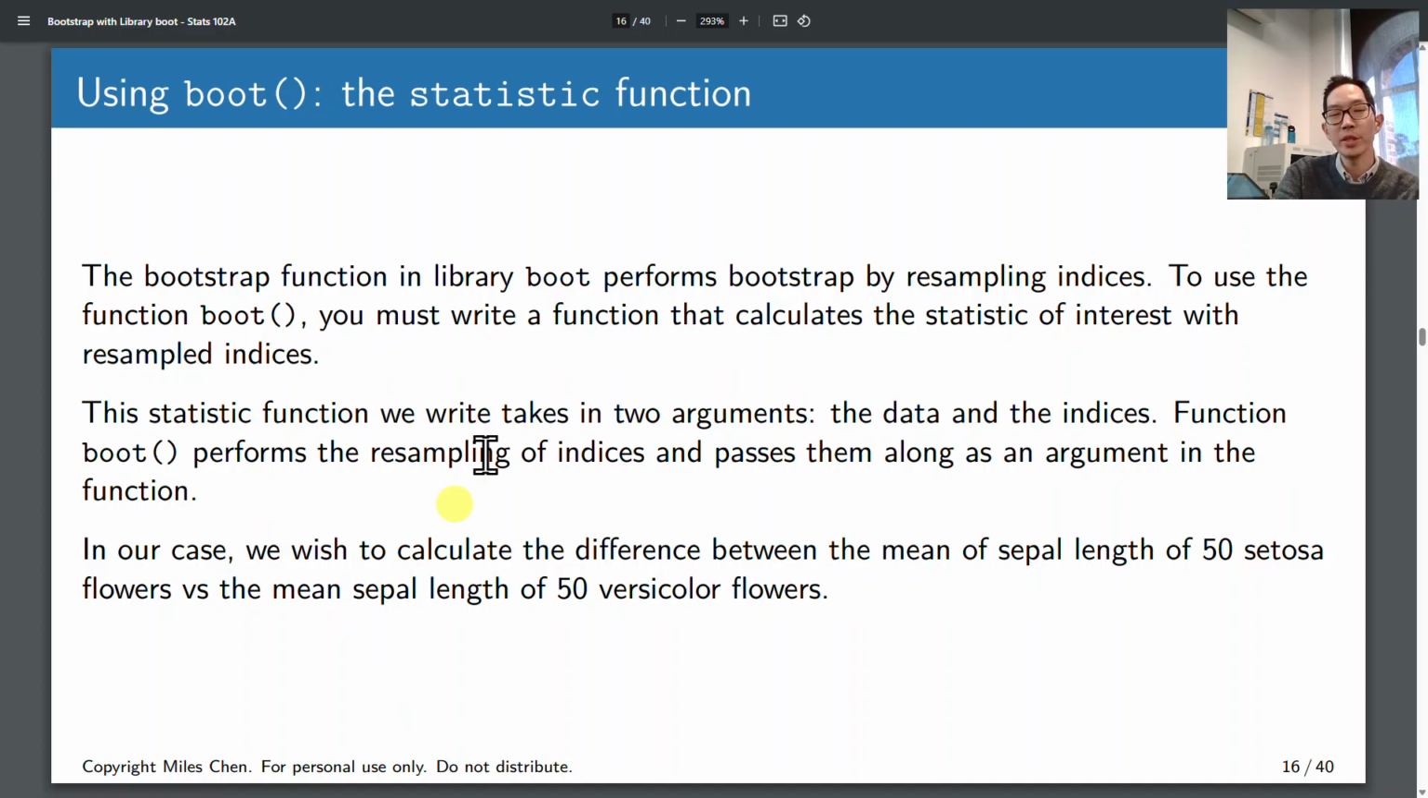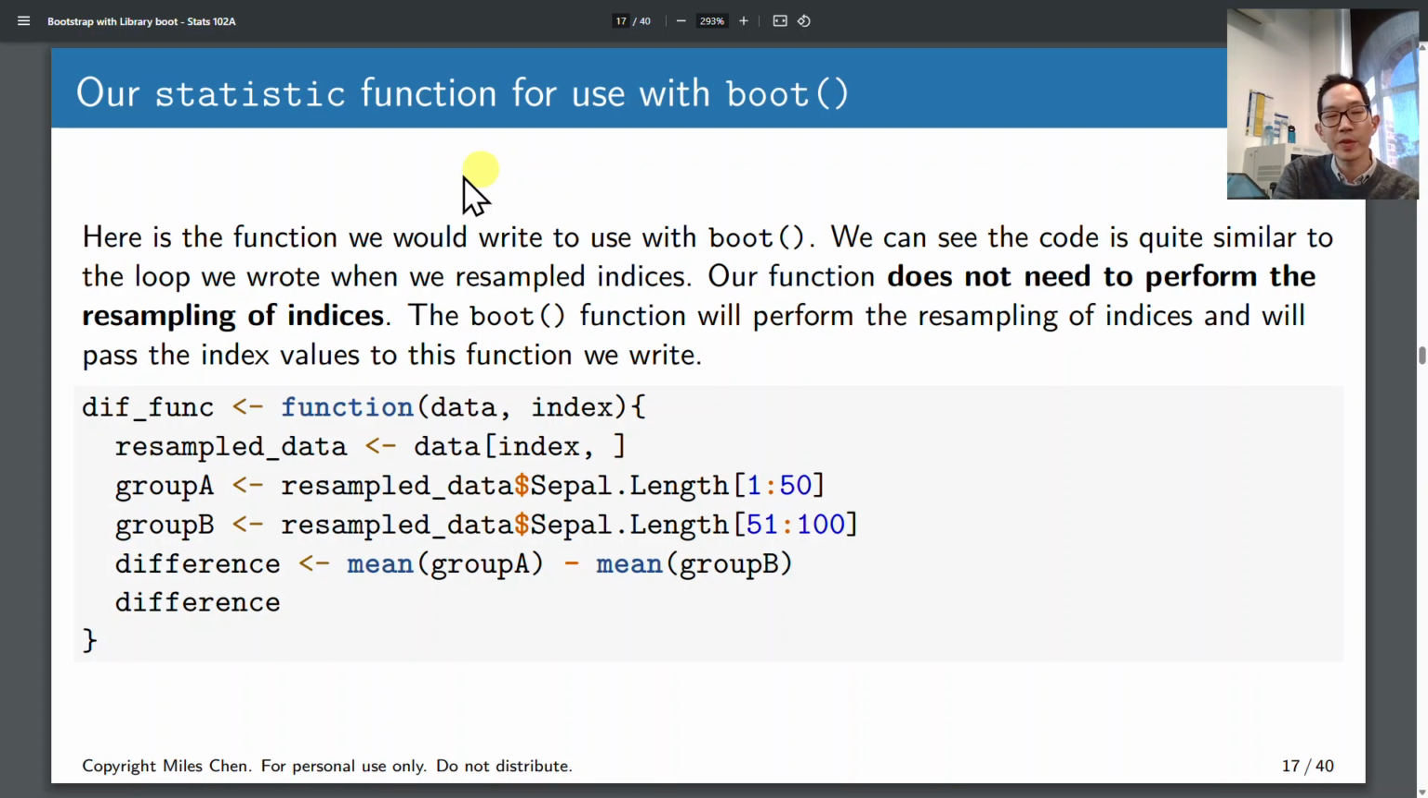So what we need to do is write a function ourselves that will calculate the statistic of interest based on a subset of the data. This function has to take in two arguments: one is the data, and the other is the indices. In your function, you do not need to perform the resampling of indexes. That is handled by the boot function. When you call boot, it resamples the indexes itself and passes the resampled indices to this function, which needs to calculate our statistic.